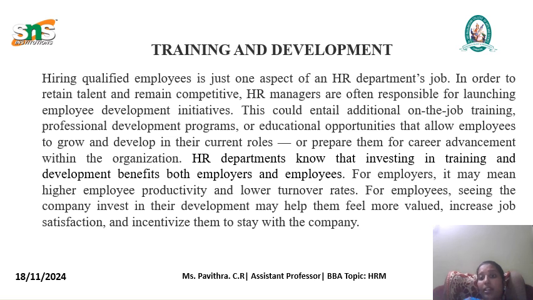HR departments that invest in training and development benefit both the employers and the employees. What is the benefit for an employer? A highly productive employee will result in a successful organization, whereas the benefit on the employee side is that they would feel more valued, because, as we discussed previously, the company is investing in their personal growth and development. This leads to a high level of job satisfaction. So that's it about the training and development process.